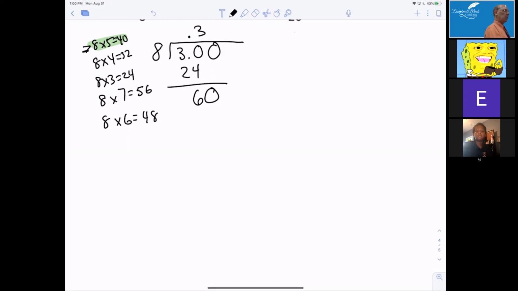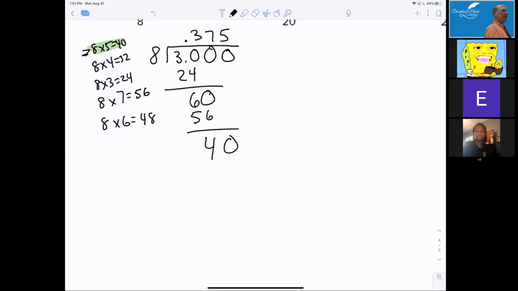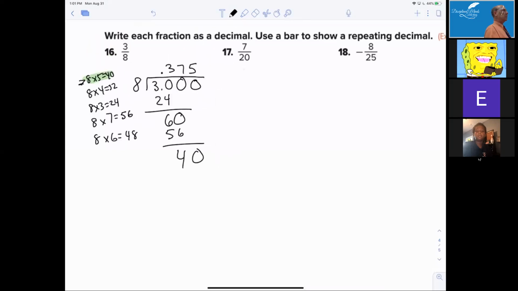Yeah. So now, subtract. What do I get? 4, yes. Bring down a what? 0. Now, 8 goes into 40. 5. There you go. Come on now. You got some work to do. 0.375. That is the answer for 3/8.